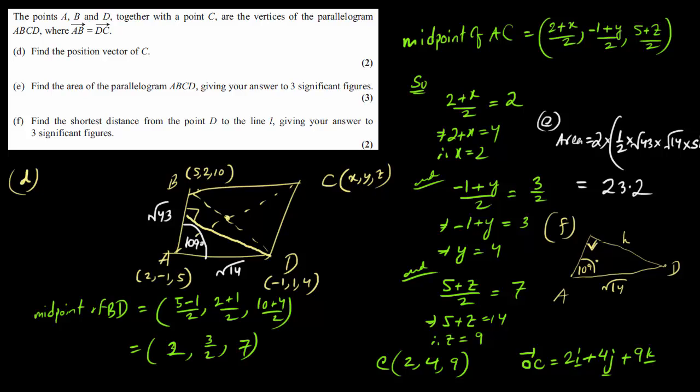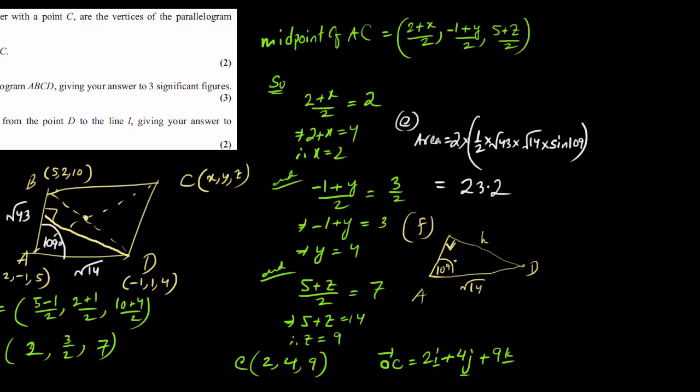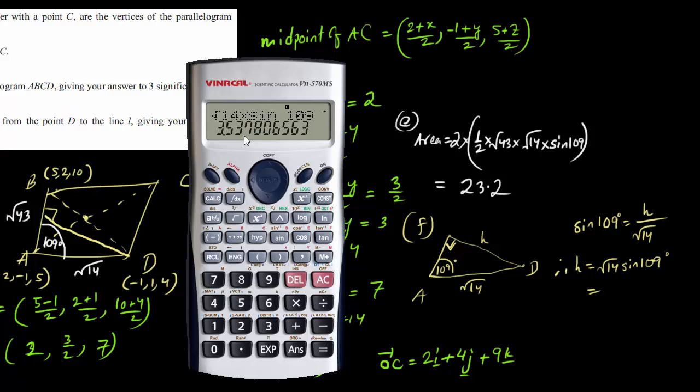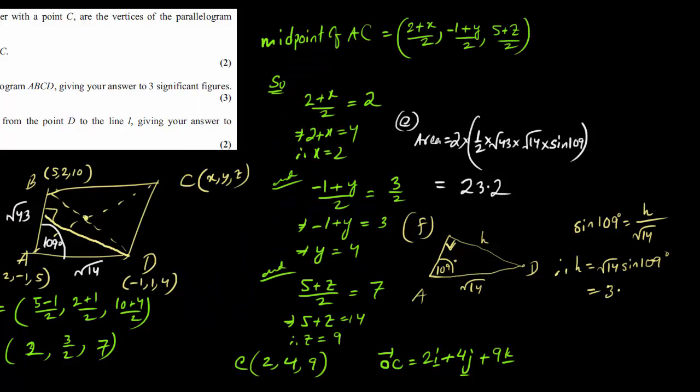So we have this right angle triangle where we have to find H. Now we can do this using some basic trigonometric ratio. We can write sine 109 degrees equals opposite, which is H, divided by hypotenuse, because the angle is 90 degrees and any side opposite 90 degrees is the hypotenuse, so square root of 14. So H is going to be square root of 14 times sine 109 degrees, and that turns out to be 3.54 to 3 significant figures.